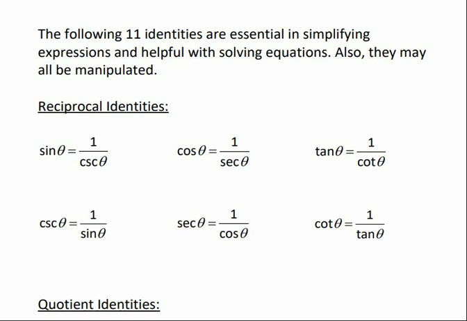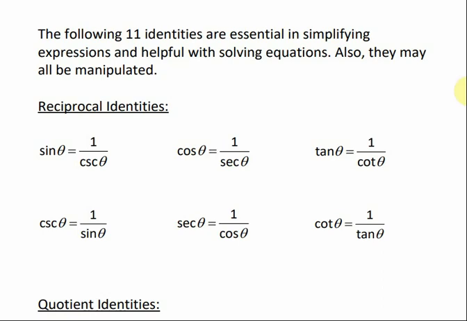So, all of the reciprocal values: sine is equal to its reciprocal value under 1. Cosine is equal to its reciprocal value under 1, and so on. So since you should know the reciprocal values by now, these ought to be pretty easy for you to remember.